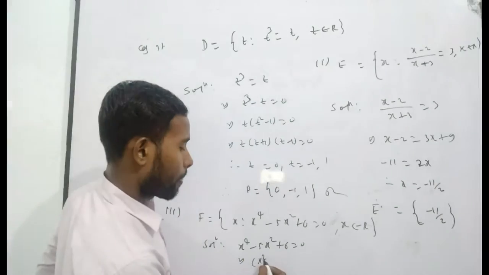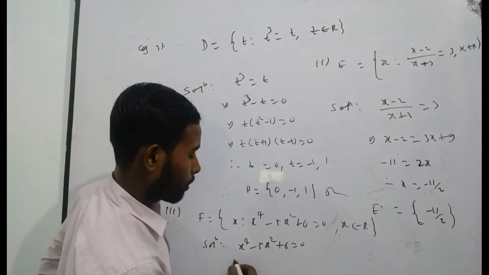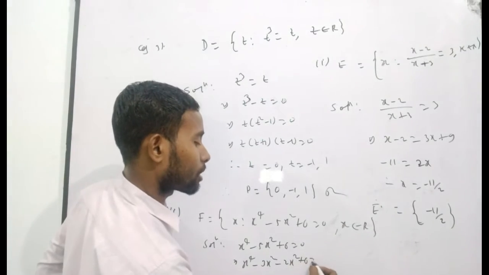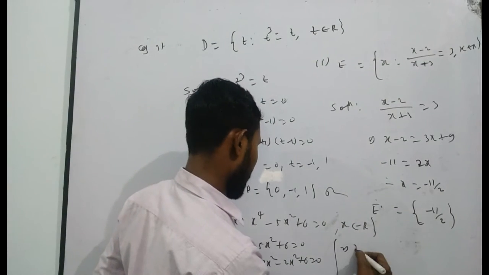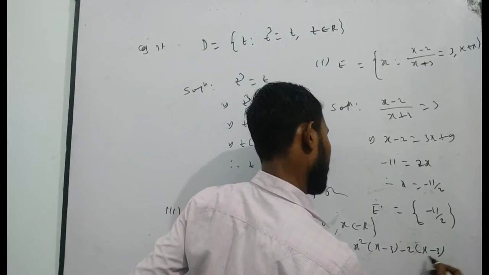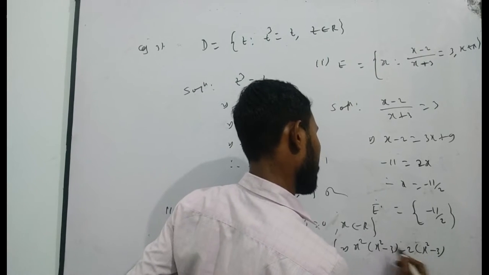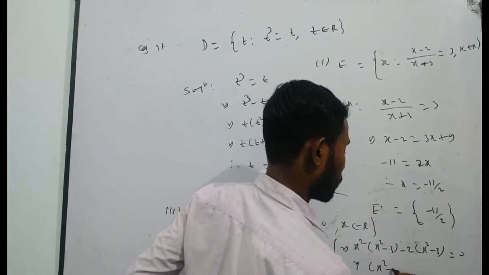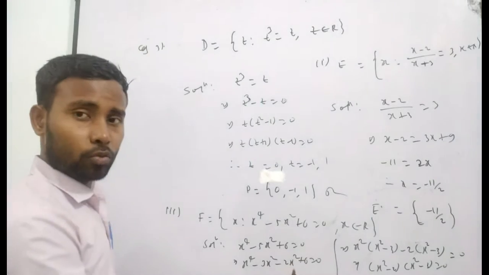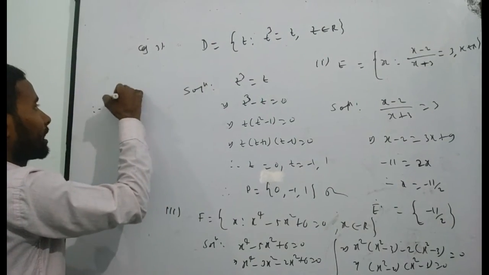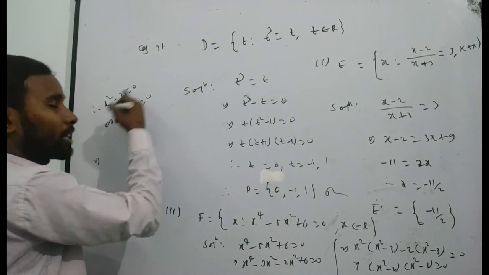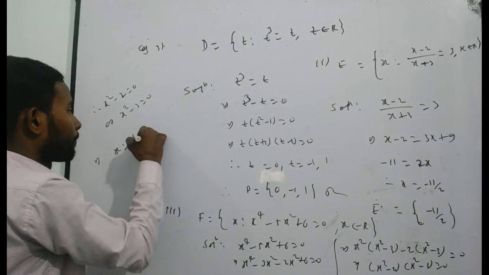Now, I want to factorize it. x to the power 4 minus 3x square minus 2x square plus 6 is equal to 0. That implies x square into (x square minus 3) minus 2 into (x square minus 3) is equal to 0. That implies (x square minus 2) into (x square minus 3) is equal to 0. So either x square minus 2 is equal to 0 or x square minus 3 is equal to 0. If you take x square is equal to 2, definitely x is equal to plus minus root 2.